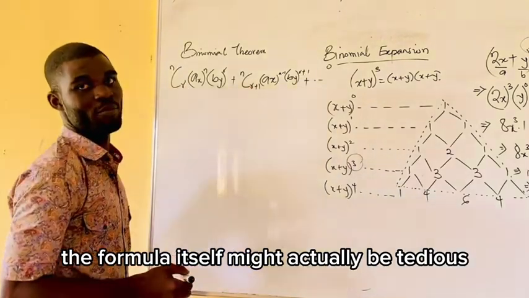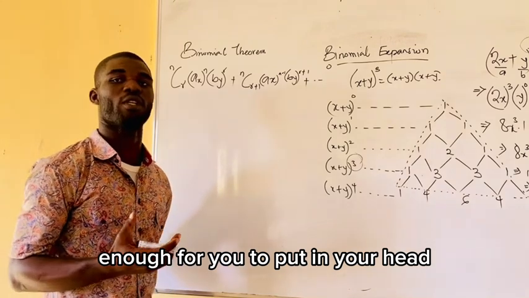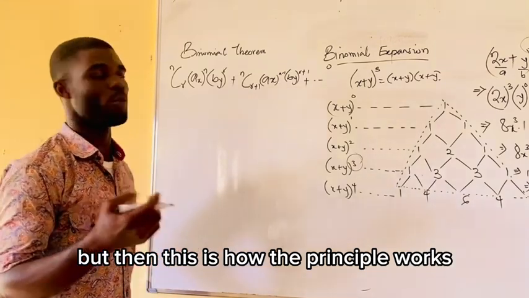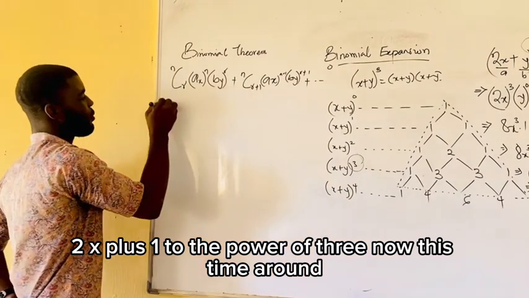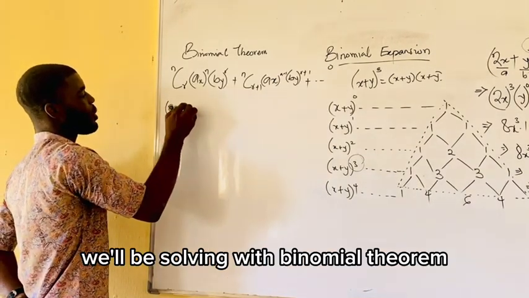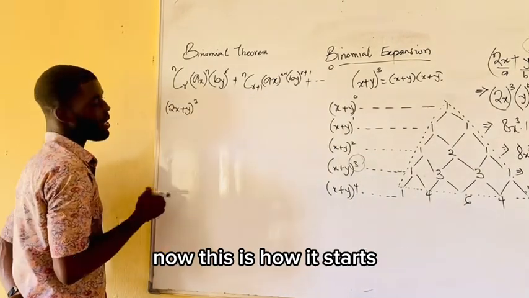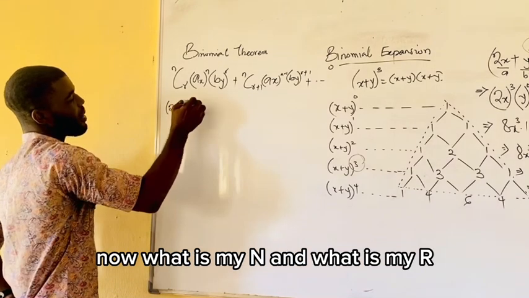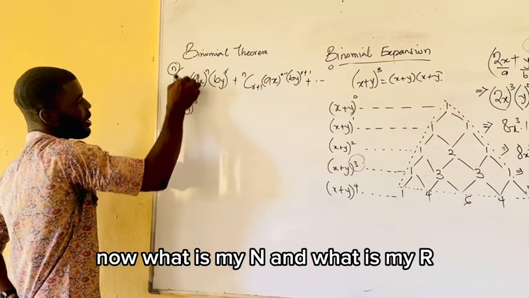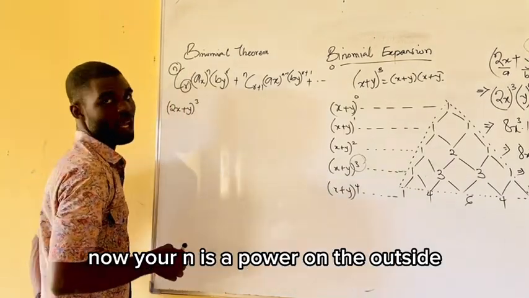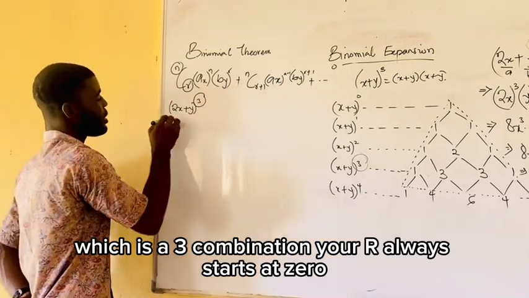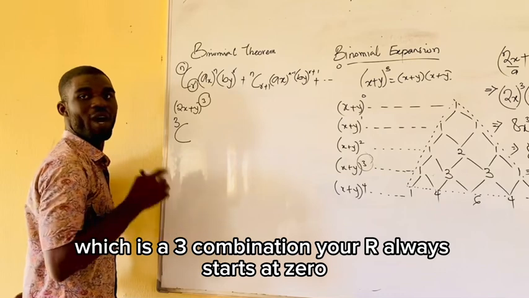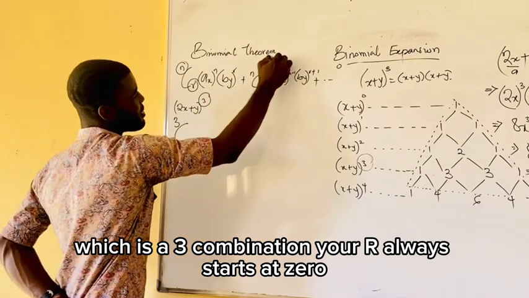The formula itself might actually be tedious enough for you to put in your head, but this is how the principle works. Let's go straight to an example like the one we have on the board, 2x plus y to the power of 3. Now this time around we'll be solving with the binomial theorem. Now this is how it starts. Now what is my n and what is my r? That's the first thing you think of. Now your n is the power on the outside, the exponent you're working with, which is a 3. Combination. Your r always starts at 0.